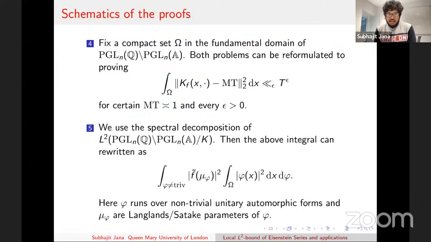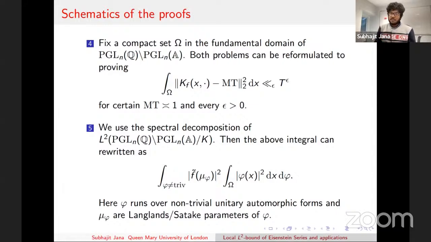And how do we treat this problem? We apply the spectral decomposition of the space PGLN A mod PGLN Q mod K. Then the above integral can be spectrally expanded in the following way. The first thing is something called the spherical transform of the corresponding test function f, that we call f tilde. Mu phi is what we call the Langlands parameter of phi.